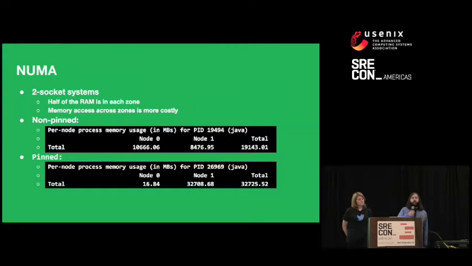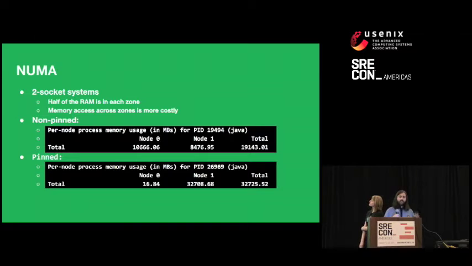Our selected platform was a 2-socket system, so we have 2 zones, each with half of the physical resources of the server. And below that, I have NUMA stat output. The first is for a process that has not been pinned. So the scheduler is just doing its thing, and it's allocating memory according to the policies of the OS. And we can see there that we get about a 10 gig and 8 gig split, so it's not even balanced.